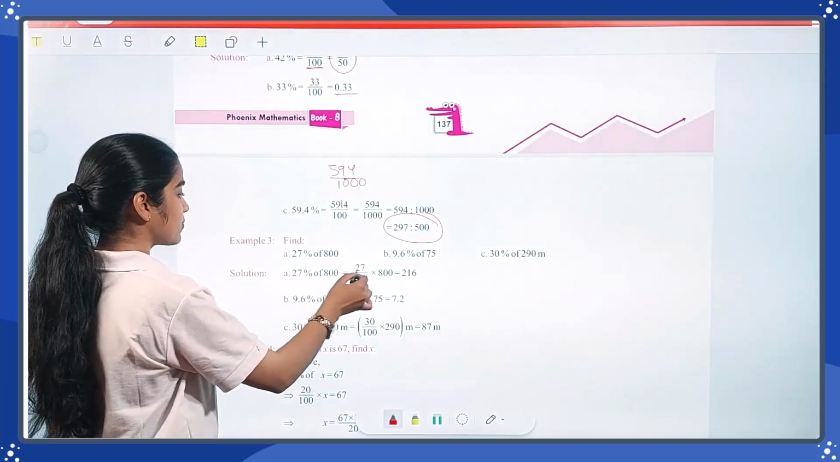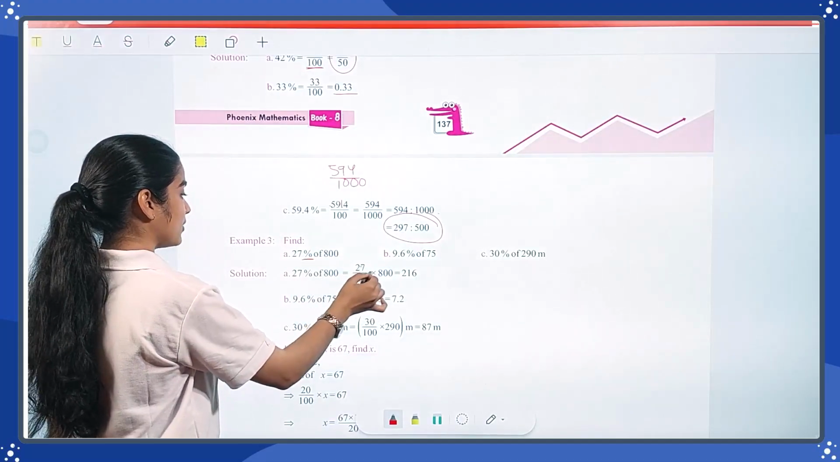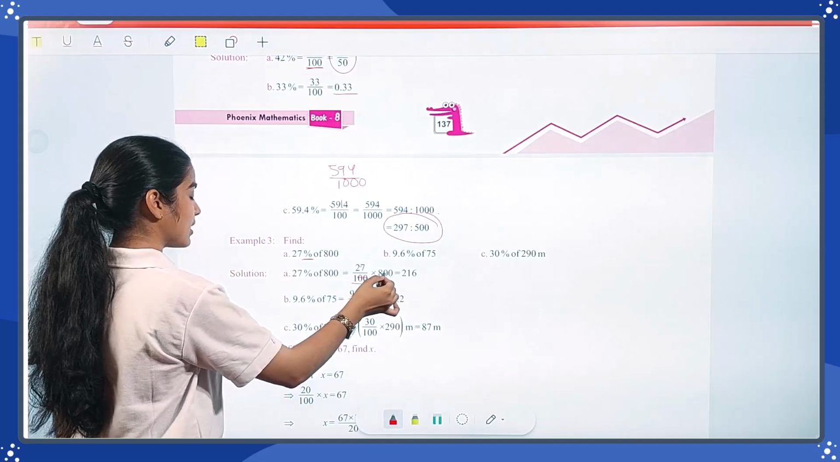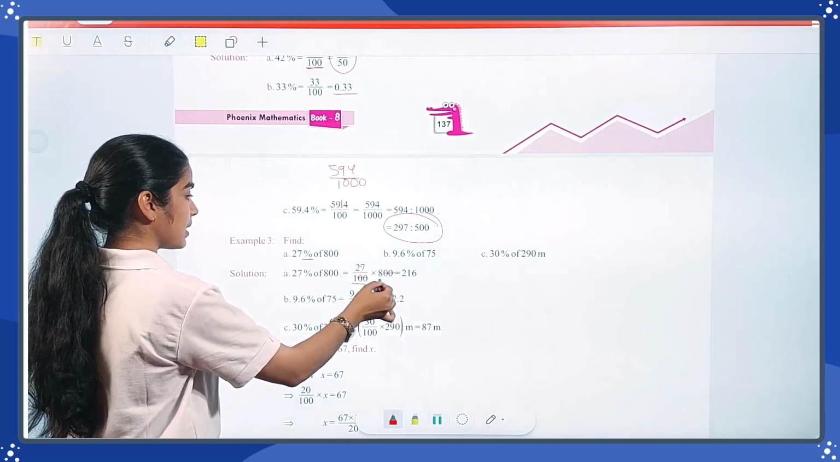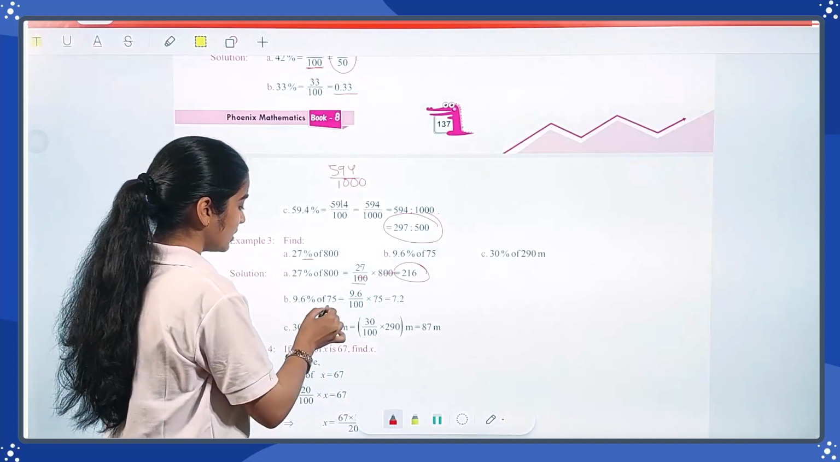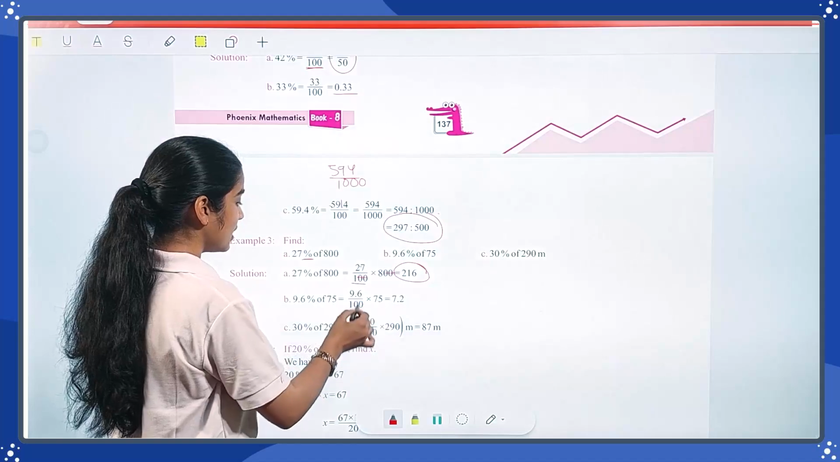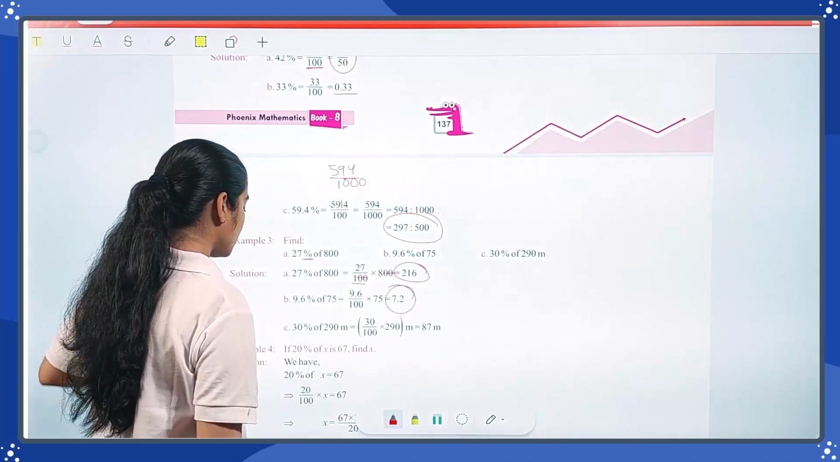27% of 800, which means 27. Remove this sign, 100. Multiply with it, 100. So 2 zeros are cancelled out with 2 zeros. 27 multiplied by 8 is 216. 9.6% of 75, which means 9.6 upon 100 multiplied by 75. Then your answer is 7.2.